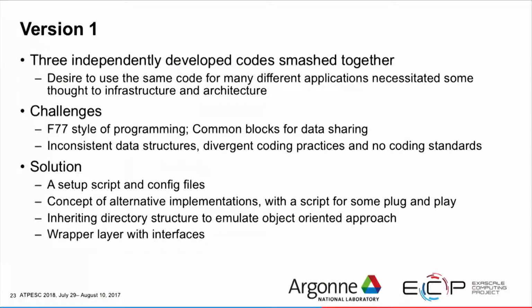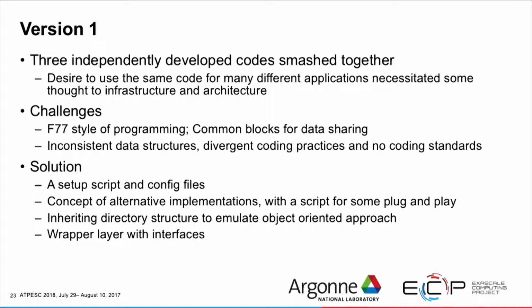Flash's version 1 was basically 3 completely independent codes that had been developed in 3 different groups. One was adaptive mesh refinement, one was shock hydrodynamics, and one was a collection of degenerate matter equations of state and nuclear burning. They were sort of smashed together and they were told to become one code.